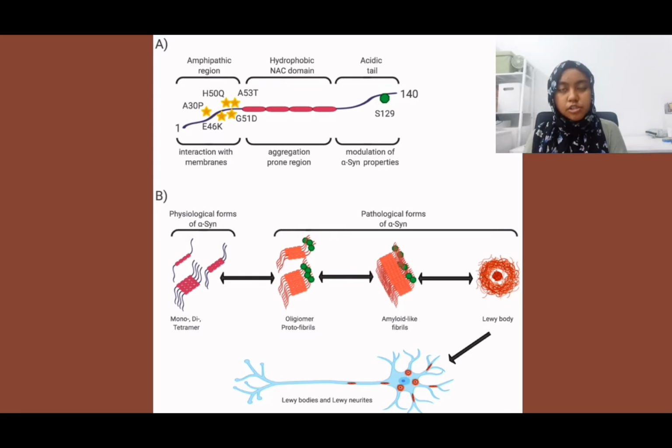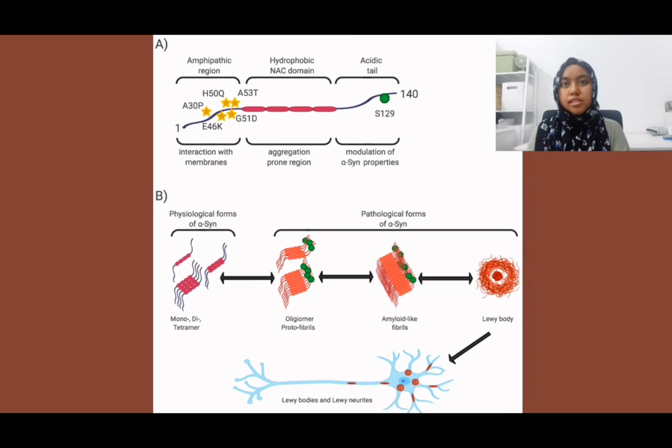Alpha-synuclein primary structure is usually divided in three distinct domains: residues 1 to 60, where there are amphipathic helices of apolipoproteins, which means having both hydrophobic and hydrophilic parts; residues 61 to 95, where the non-amyloid beta component is the most hydrophobic portion of the protein; and residues 96 to 140, where the protein is rich in acidic residues and responsible for the disordered nature of alpha-synuclein.